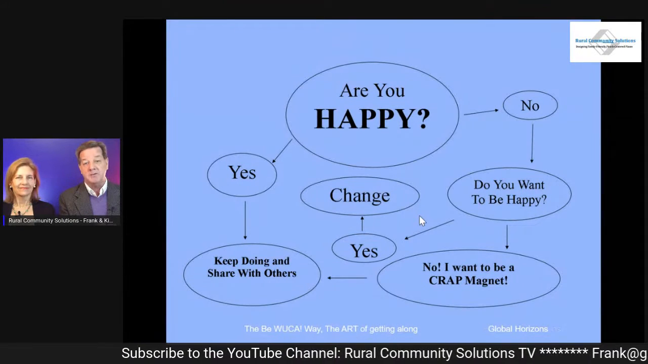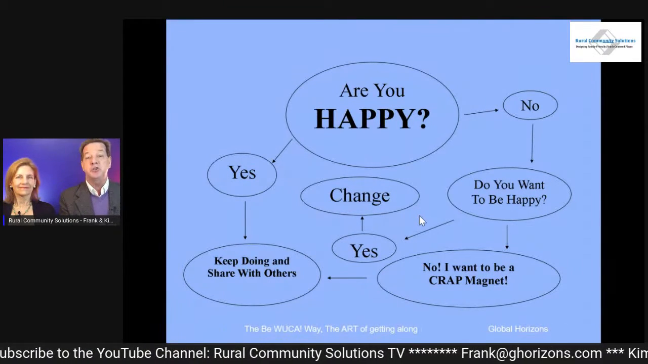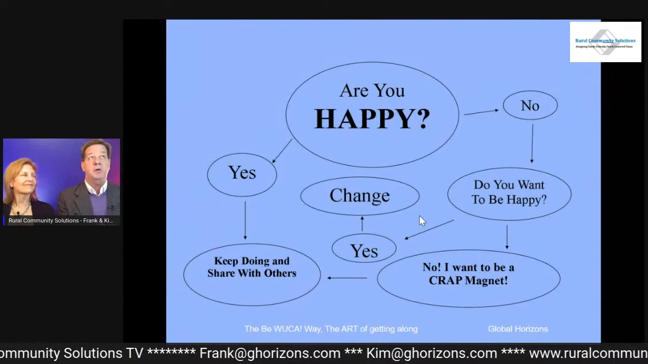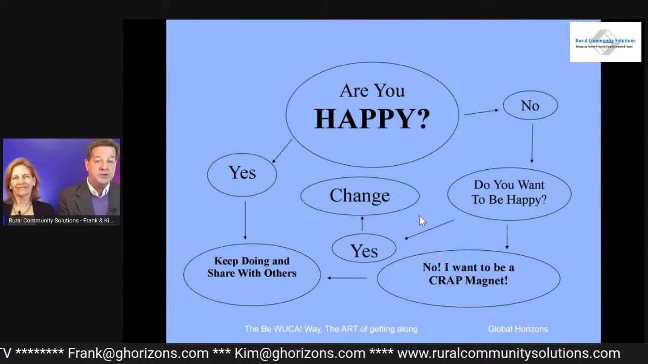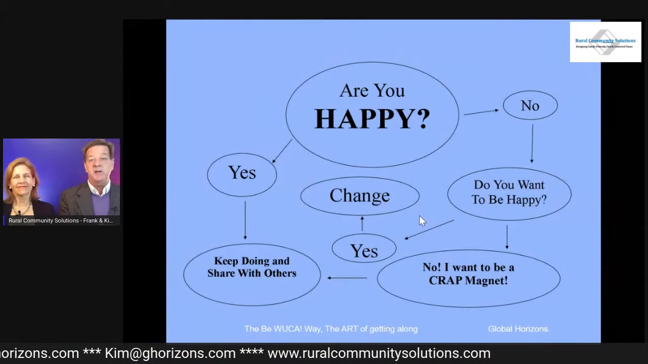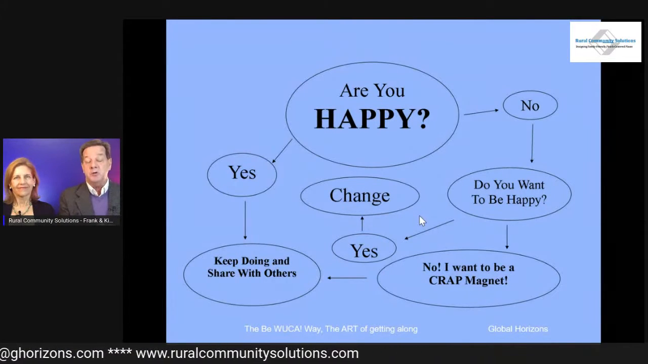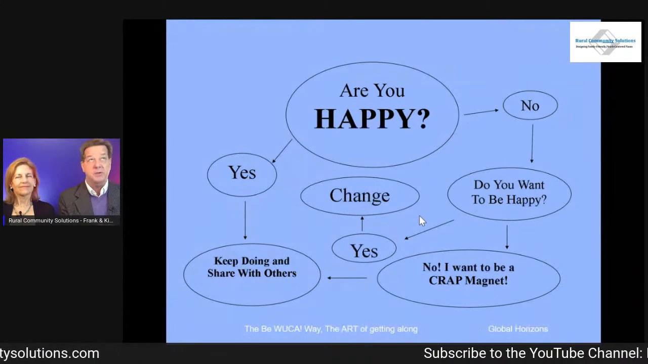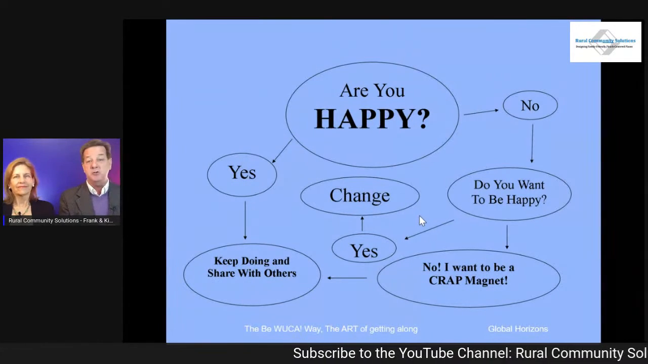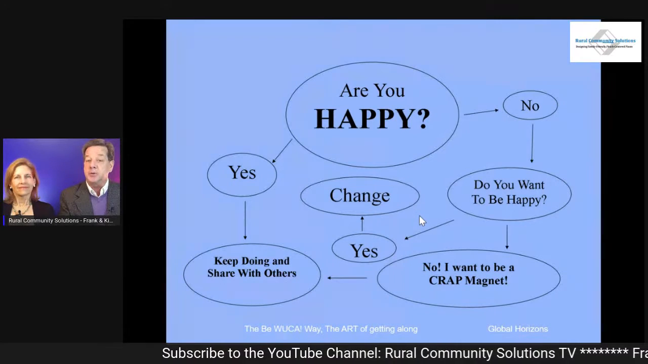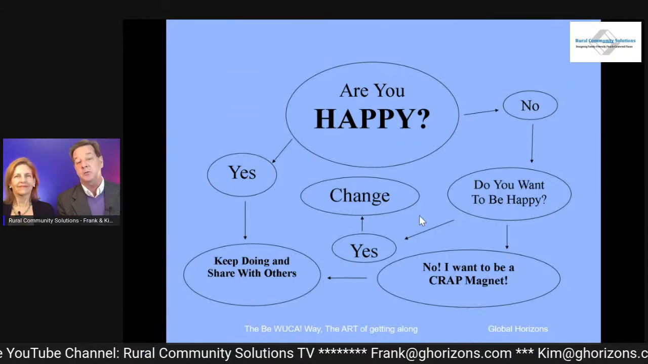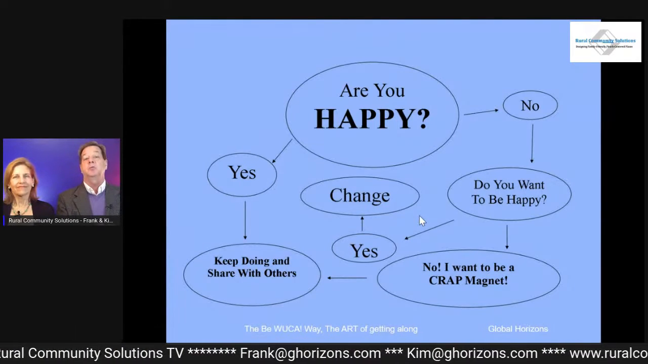Crap attracts crap. So when you choose not to be happy, so you wake up and you say, okay, I choose to be sad. I choose to be mad. I choose to be afraid. Right? So what are you going to attract? Something that makes you sad, something that makes you mad, something that makes you afraid. You attract what you are. You attract the way you think. You attract the way you act. You attract what you are.